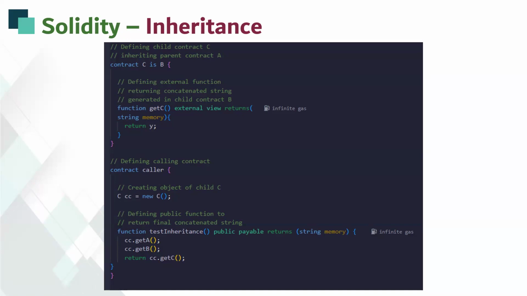So this program showcases multi-level inheritance in Solidity. The B contract inherits from the A contract and adds its own functionality. And the C contract then inherits from B and further extends the functionality. The caller contract demonstrates the usage of the inherited functions by creating an instance of the C contract and calling the inherited functions in the desired sequence.